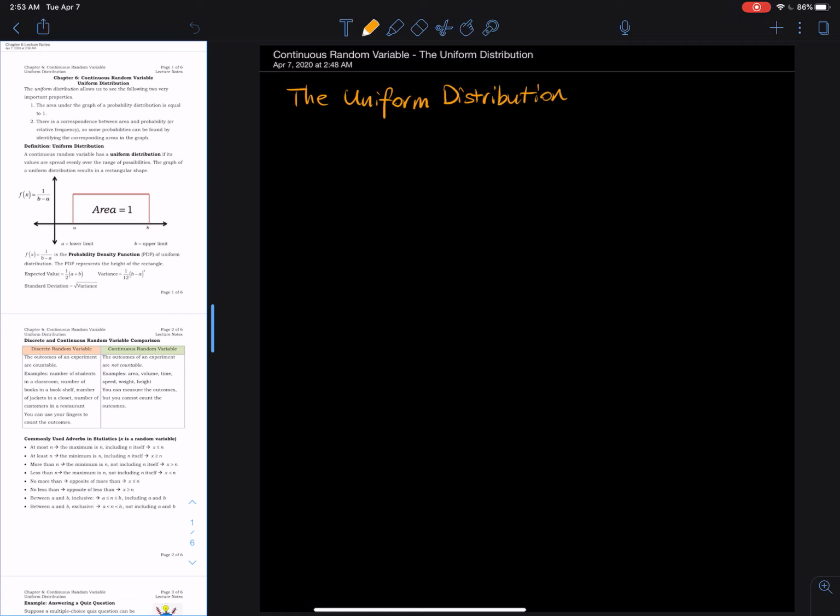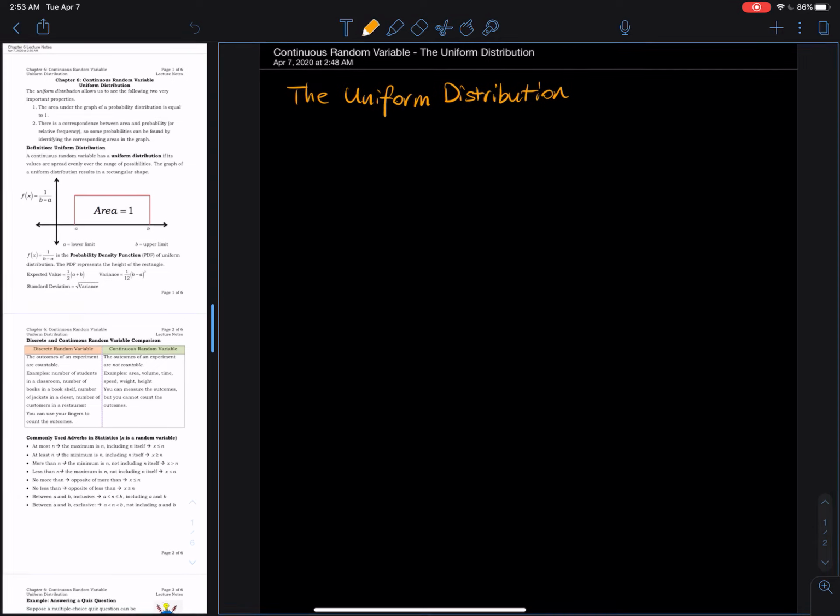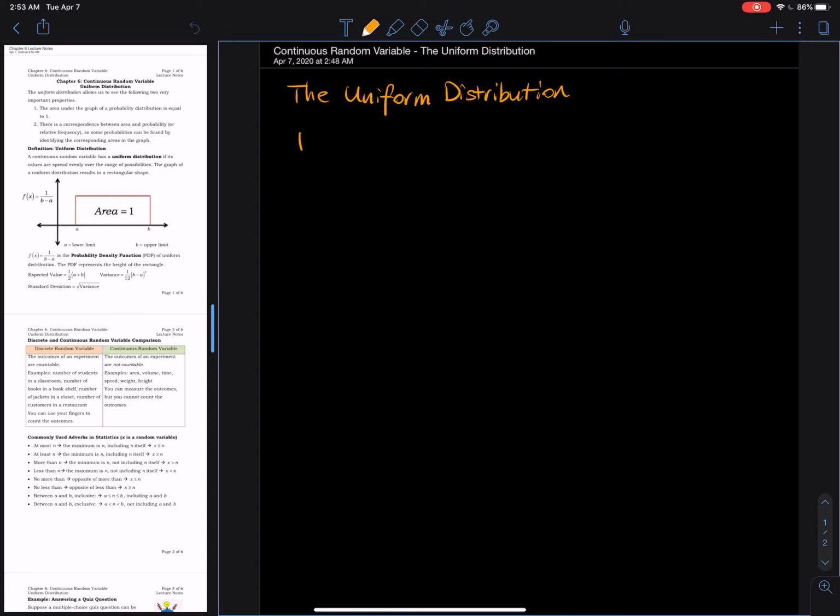For uniform distribution, we actually have to take a step back to compare the difference between a discrete random variable versus a continuous random variable. So what is the difference between discrete and continuous? To use another word, discrete means countable, and continuous means not countable.